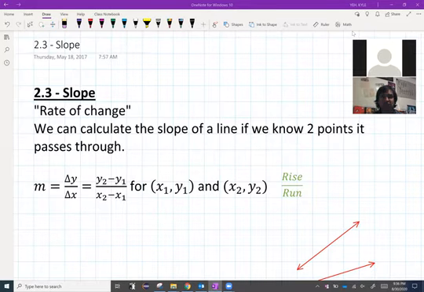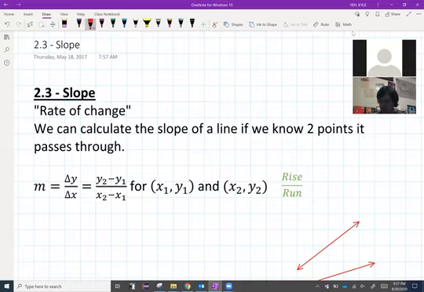So to start off, slope is a fancy way of saying the rate of change of a line. How quickly is it going up with regards to how quickly it's going sideways? And so if we know 2 points on a line, we can kind of determine how quickly it went up and how quickly it went sideways, and we can find that slope. So we mentioned in section 2.2 that m is typically the letter used in mathematics to represent slope.